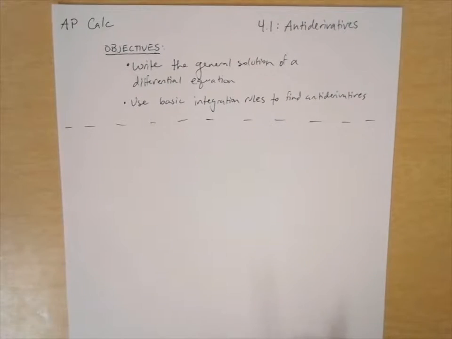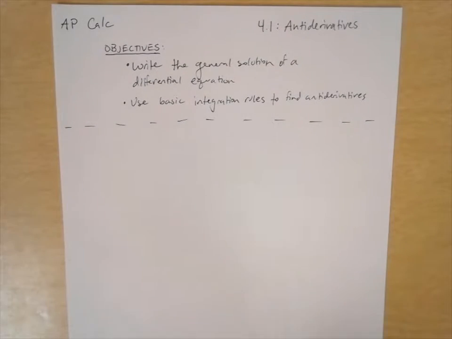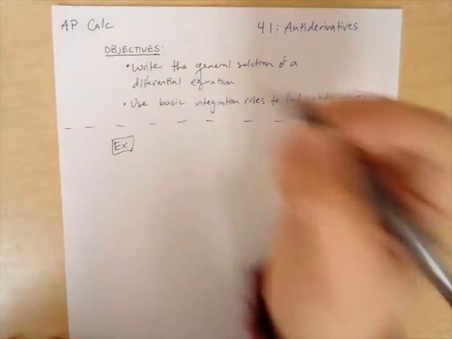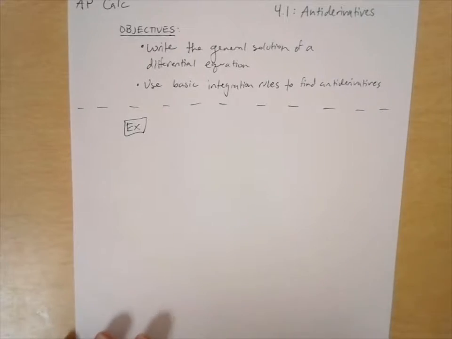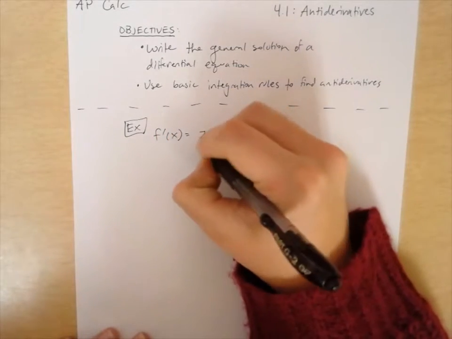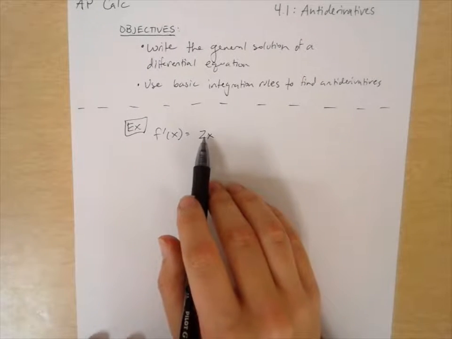Well, what I'd like to do first is go through some quick examples, and we're going to find antiderivatives, and then we're going to discuss what they are. So let's say we were given a derivative, f prime of x equals 2x. What I want you to do right now is think about what this original function could be. What original function could I have had to get a derivative of 2x?